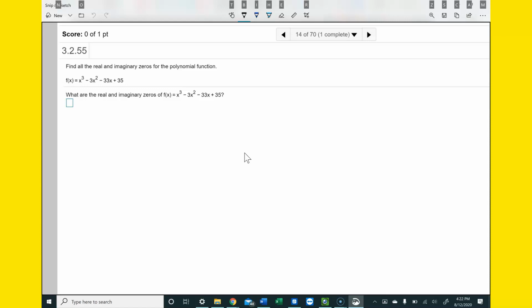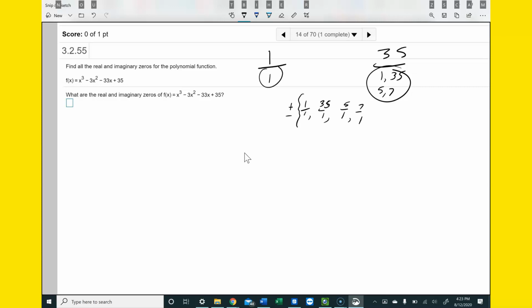All right, one way is to do the rational root theorem. So what are the possible rational roots? Well, our leading coefficient is 1. Our constant is 35. So the factors of 1 are just 1 itself. The factors of 35 are 1 and 35, 5 and 7. So we put all of these over this one. So it's just 1 over 1, 35 over 1, 5 over 1, and 7 over 1. And all these can be positive or negative. 1, 35, 5, and 7.